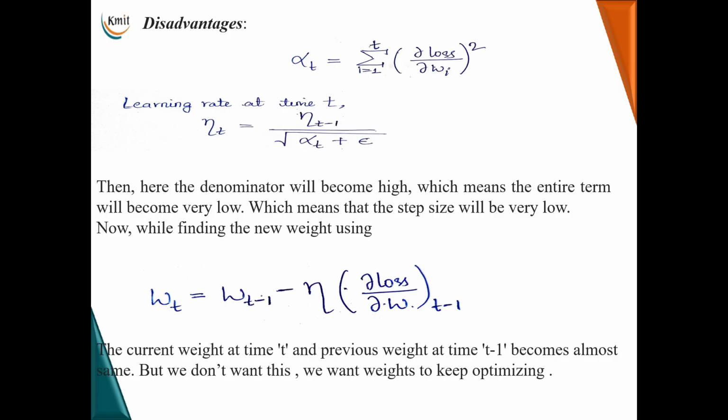But you have a problem associated with ADAGRAD also. When the loss function is increasing, obviously your alpha T value also increases. When alpha T increases, as it is inversely proportional, eta T reduces. When eta T is very small, there will be no change, that is, Wt will be equal to Wt minus 1. That is, the current weight and previous weight values are the same. So this will be the problem associated when I use ADAGRAD also.